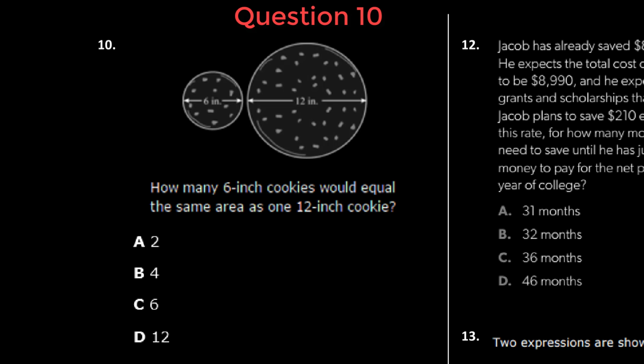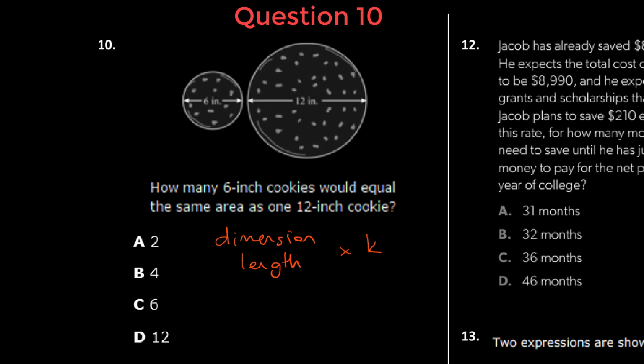Question number 10. How many 6-inch cookies would equal the same area as one 12-inch cookie? So we are going to compare the areas here, but instead we can think about these two figures as dilations of each other with a scale factor of 2. As you see, the second circle, the bigger one, is 2 times the original one. So when we dilate figures, we multiply each dimension or length by a scale factor of k. In this case, the scale factor is going to be 2.